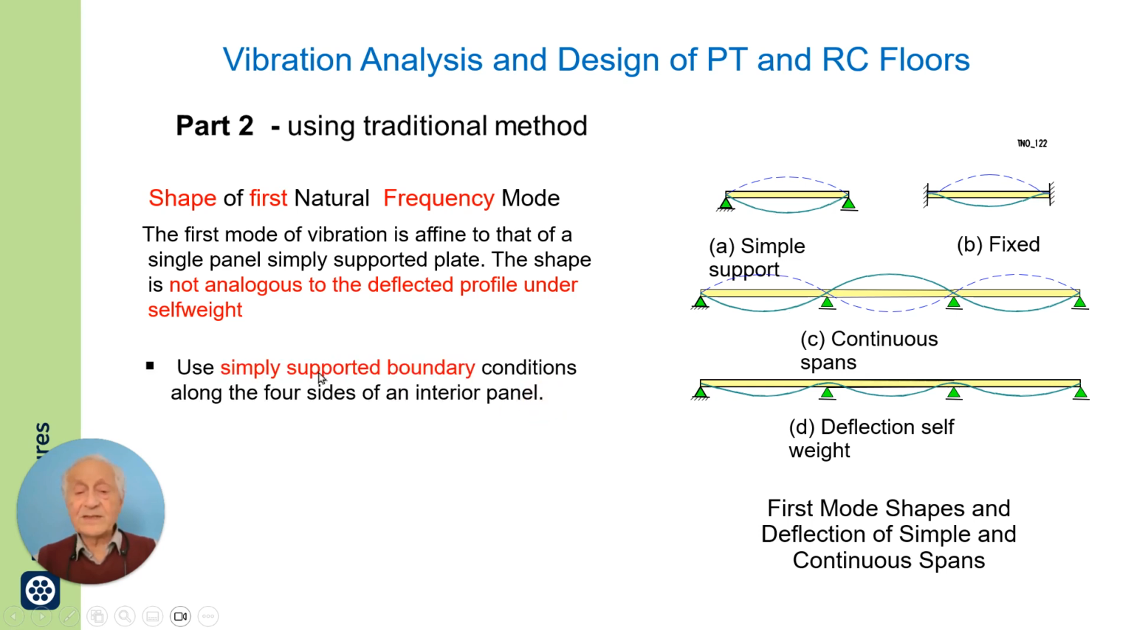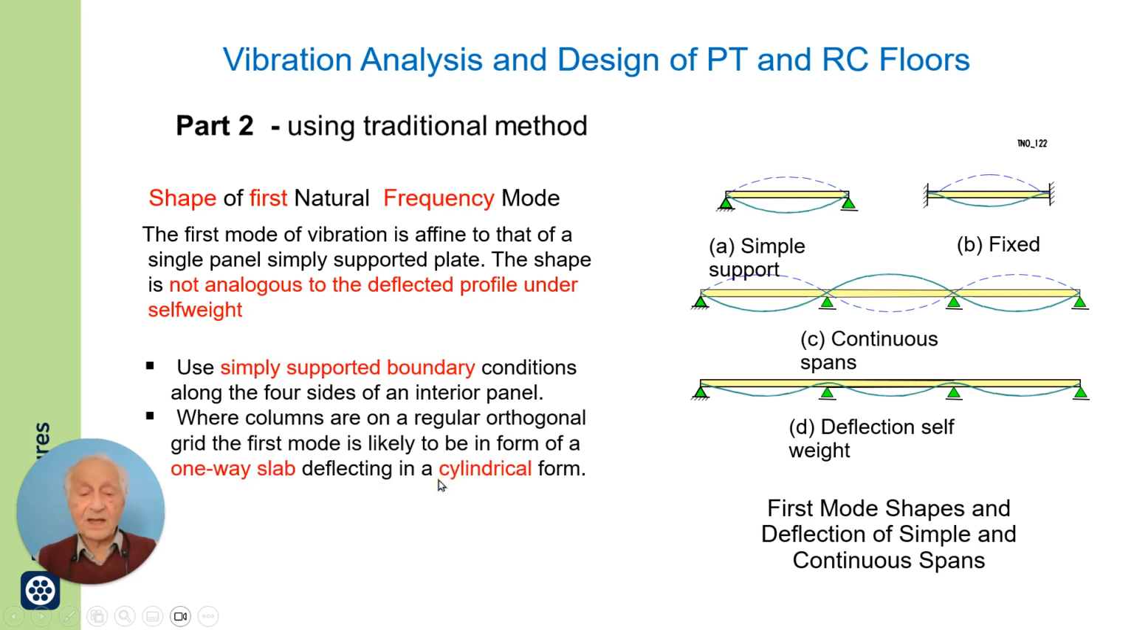Let us see. Use simply supported boundary conditions along the four sides of an interior panel. If you have an interior panel, you can assume the vibration is like this. It will be like this, simply supported. That is, if it is fixed on the sides. Where columns are on a regular or orthogonal grid, the first mode is likely to be in form of a one-way slab deflecting in a cylindrical form. So this is how the first mode is going to look like, if they are on, so to say, regular supports.